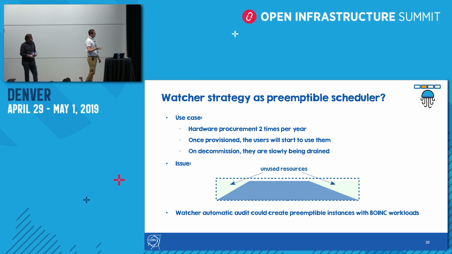So the idea is, we have these unused resources, that is money that we need to focus on getting resources into. And the idea is that you can put preemptible VMs there. So you can fill the gap, use those resources for the life of the server, and increase the capacity. And what we target is to have an automatic audit in Watcher that adds preemptibles on the fly. And for that, we are using the BOINC workloads. In this case, LHC@home.